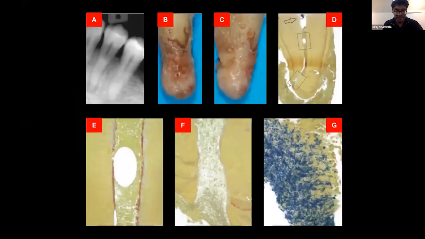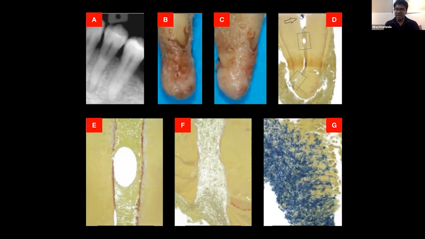What you can see on your screen is a mandibular canine. It had some periapical pathosis, but due to socioeconomic reasons, the patient didn't want to save the tooth, and that tooth was extracted. On extracting the tooth, on two different aspects, the buccal and the palatal side, in figures B and C, we can see that there is an apical granuloma attached to that particular tooth.